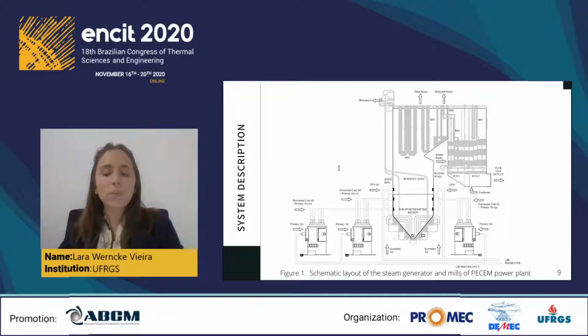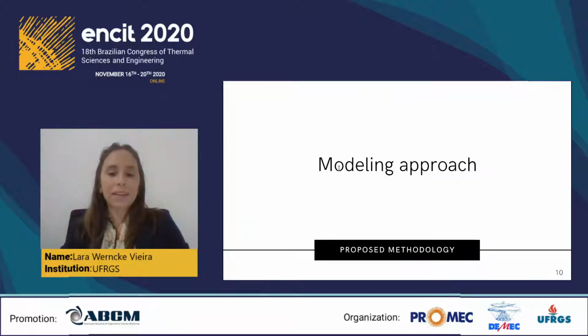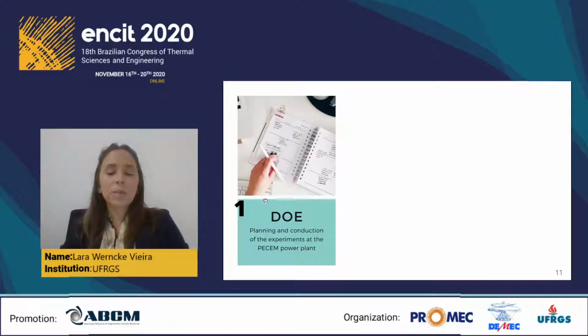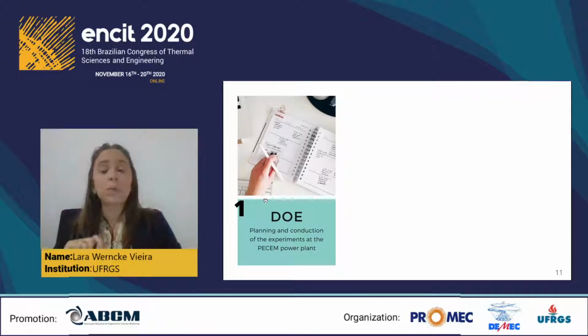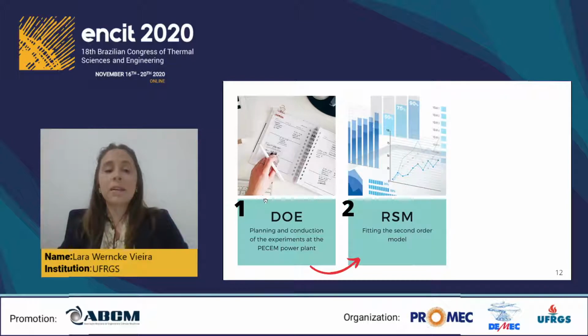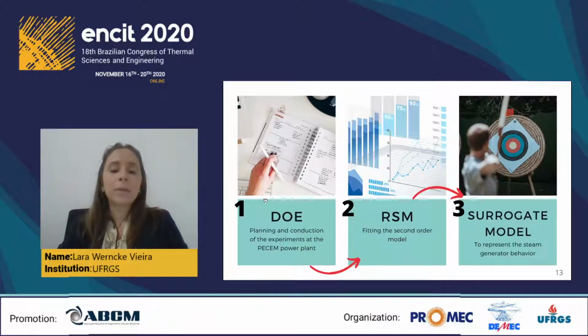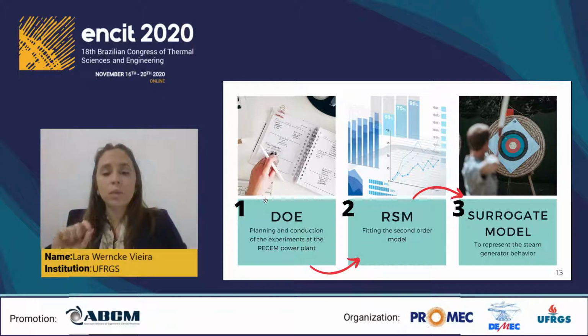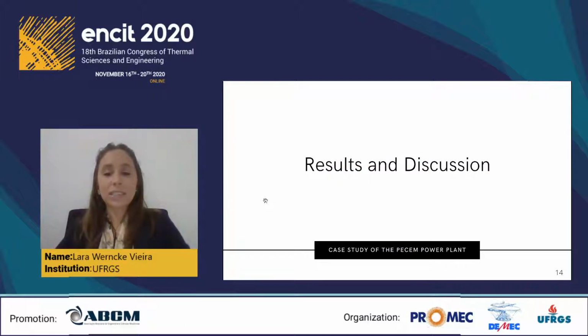So the system description: here we have a schematic layout of the steam generator mills of PECEM power plant, and our modeling approach, the proposed methodology, includes three main steps that started with design of experiments. So the planning and conduction of experiments at the PECEM power plant, real life experiments performed at the power plant, to fit a second order model using response surface methodology that is going to work as a surrogate model to represent the steam generator behavior. So the results and discussion of this paper applied to the case study of the PECEM power plant.